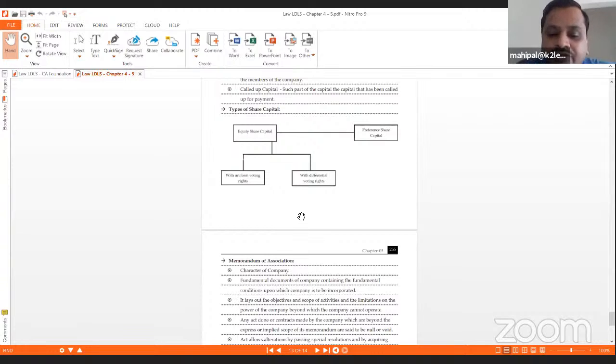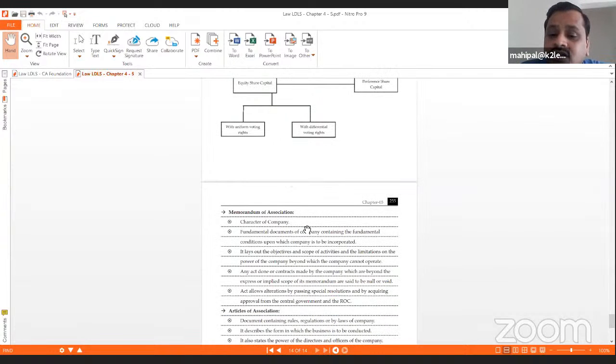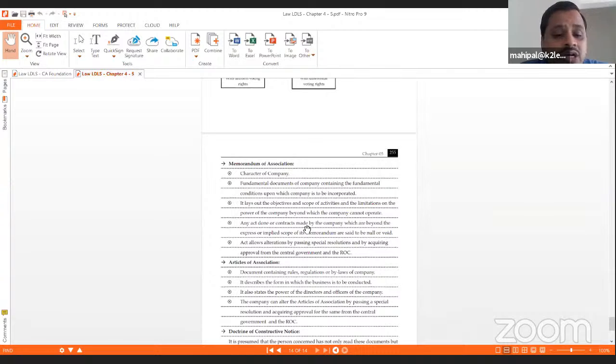MOA is the charter of a company. It talks about the fundamental rules of the company under which the company has to work. It acts as a contract made between the company and outsiders. So any contract done by a company beyond the powers mentioned in its MOA acts as ultra vires.